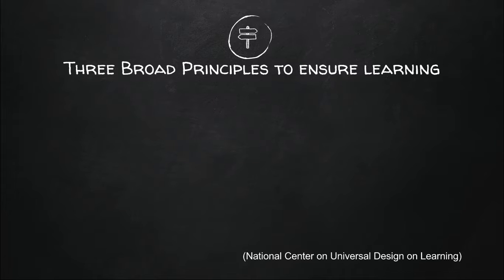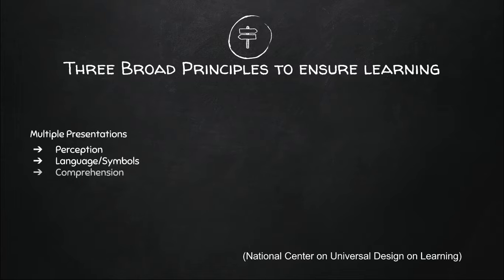So back to our universal design for learning and how this applies: we have to change our ways. We have to change what we're doing in the classroom. There were three broad principles brought out by UDL to ensure that learning is happening in the classroom. Those three principles go to multiple presentations. We have to be sure that we understand how the student is going to perceive what we are presenting to them, the language and symbols that we are presenting to them, and how well they're going to be able to comprehend our presentations.